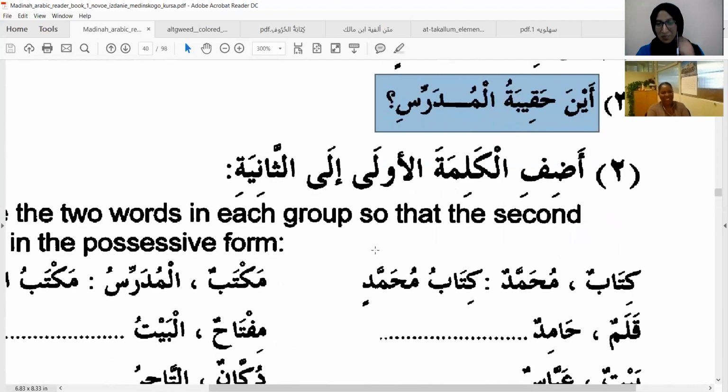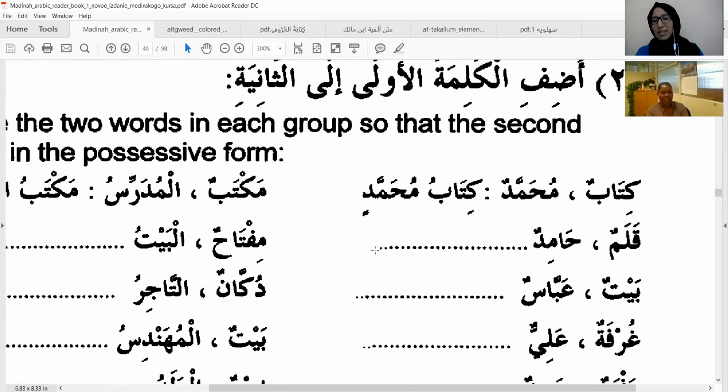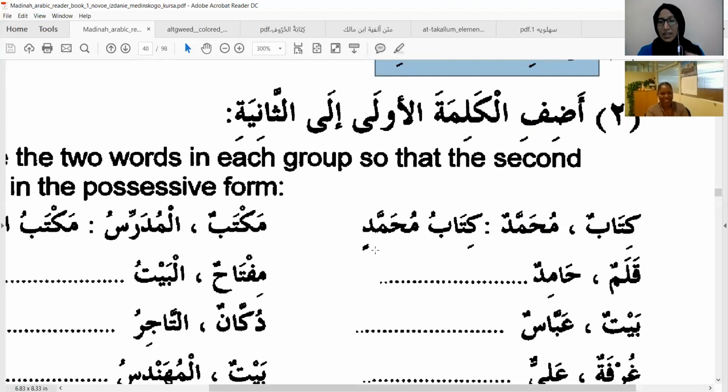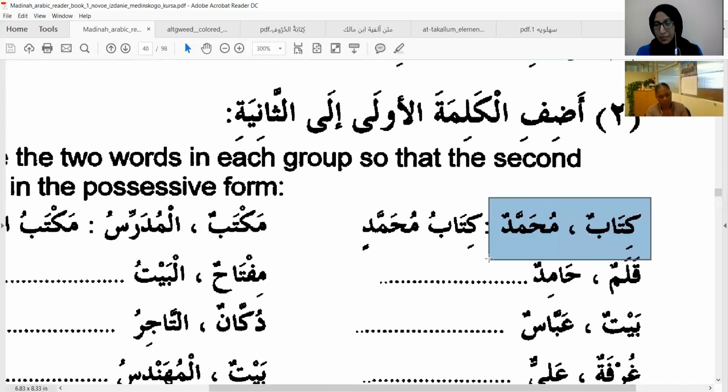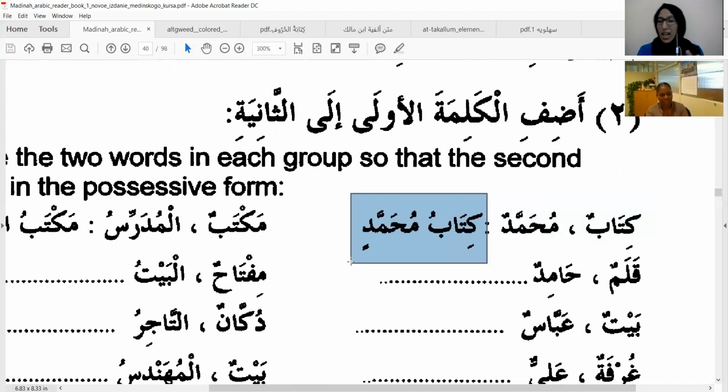Yes. Okay, here we will see the possession. أضف الكلمة الأولى إلى الثانية. They gave you two words, and you want to say that this is of this. Okay. For example, you have كتاب محمد. Two words. They gave you two words. كتاب محمد.